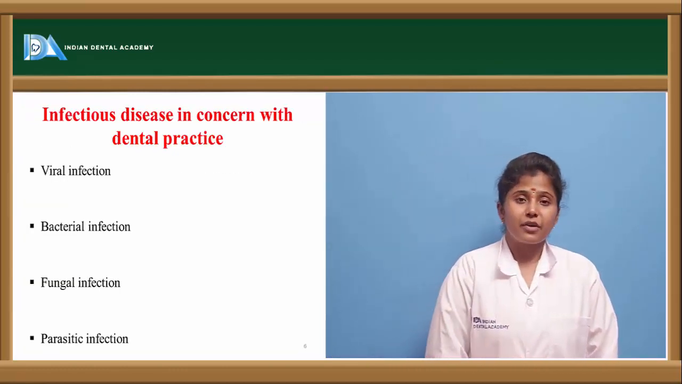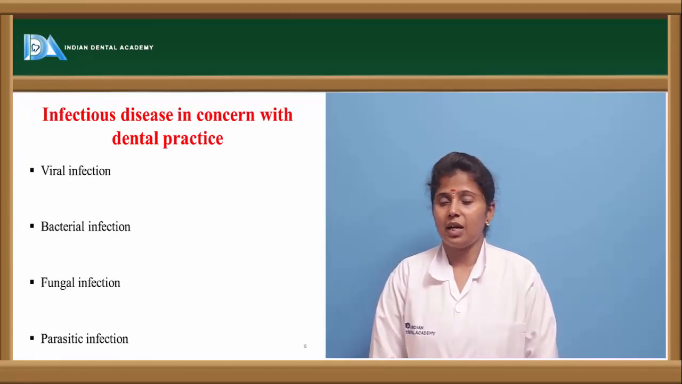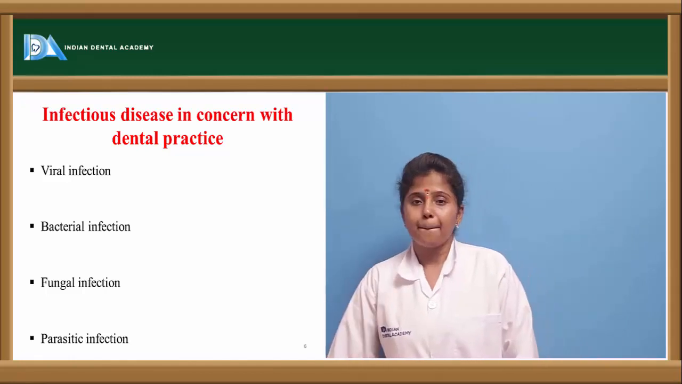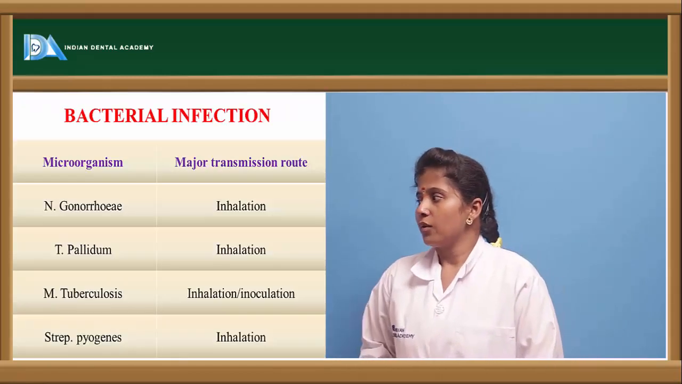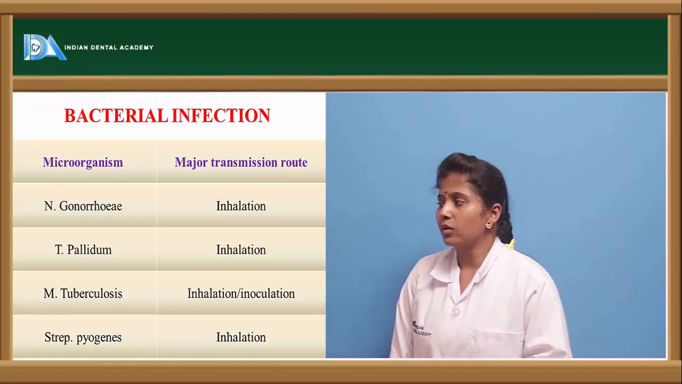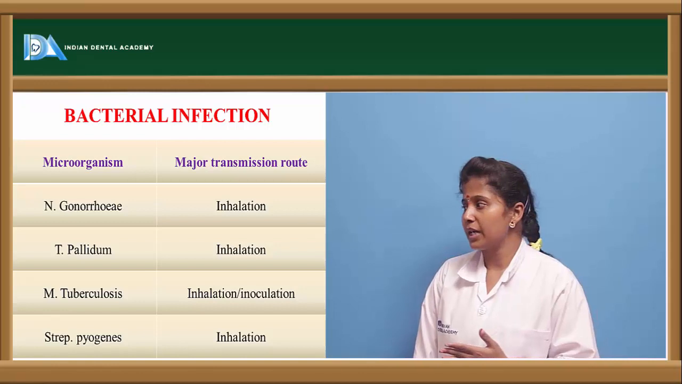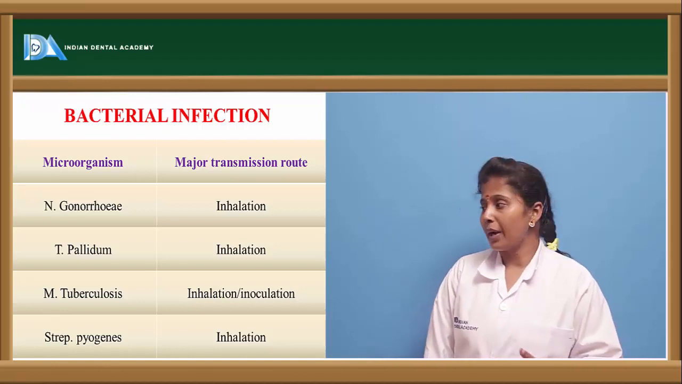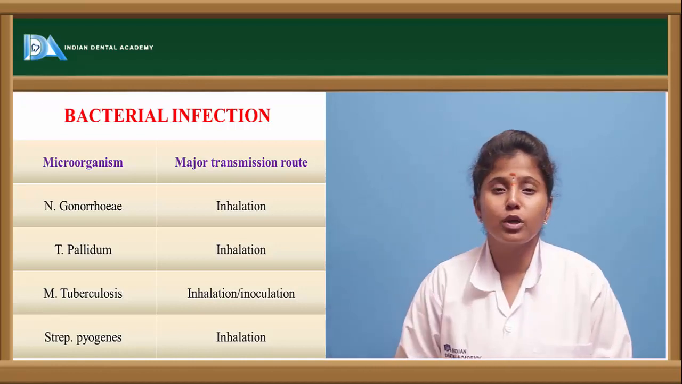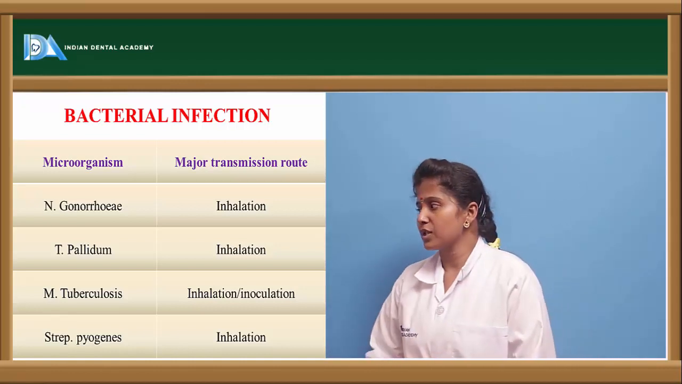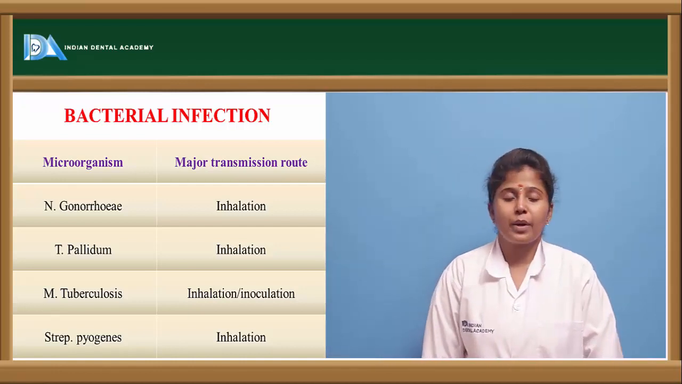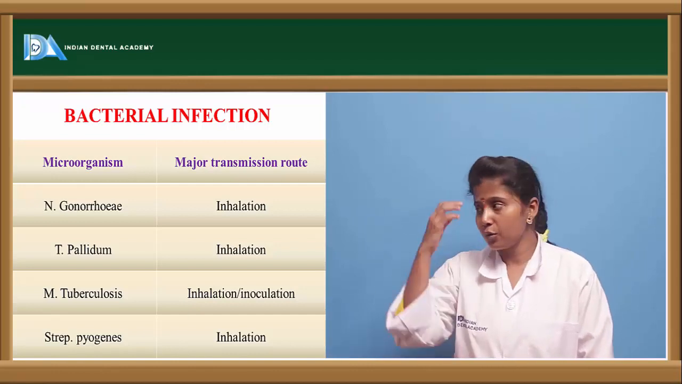What are the various infectious diseases which are of concern in dental practice? One is viral infection, bacterial infection, fungal infection, and parasitic infection. Let us see the various bacterial infections that are prone. Microorganisms like Neisseria gonorrhoeae, which is spread through inhalation, Treponema pallidum, also spread through the inhalation route, Mycobacterium tuberculosis, spread through the inhalation or inoculation route, and Streptococcus pyogenes, spread through the inhalation route.